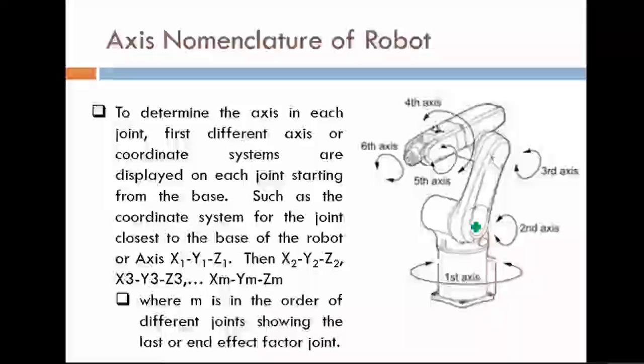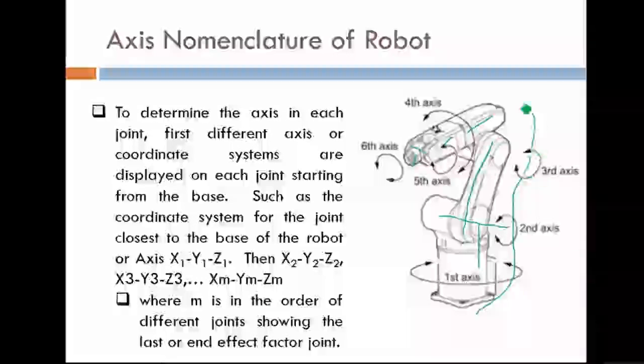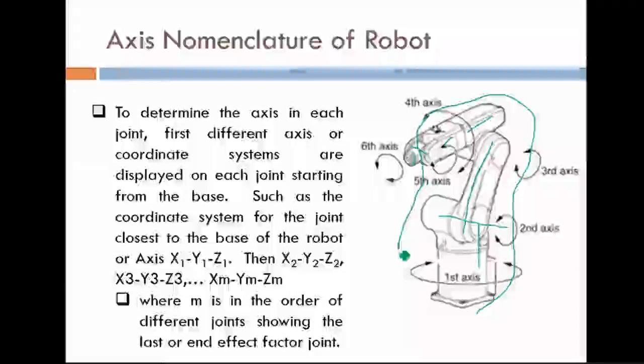So linkages and joints. This is one link, this is the second link, third link, fourth link, fifth link. All these links are connected with each other with joints. So all this part without the end effector is called the manipulator.